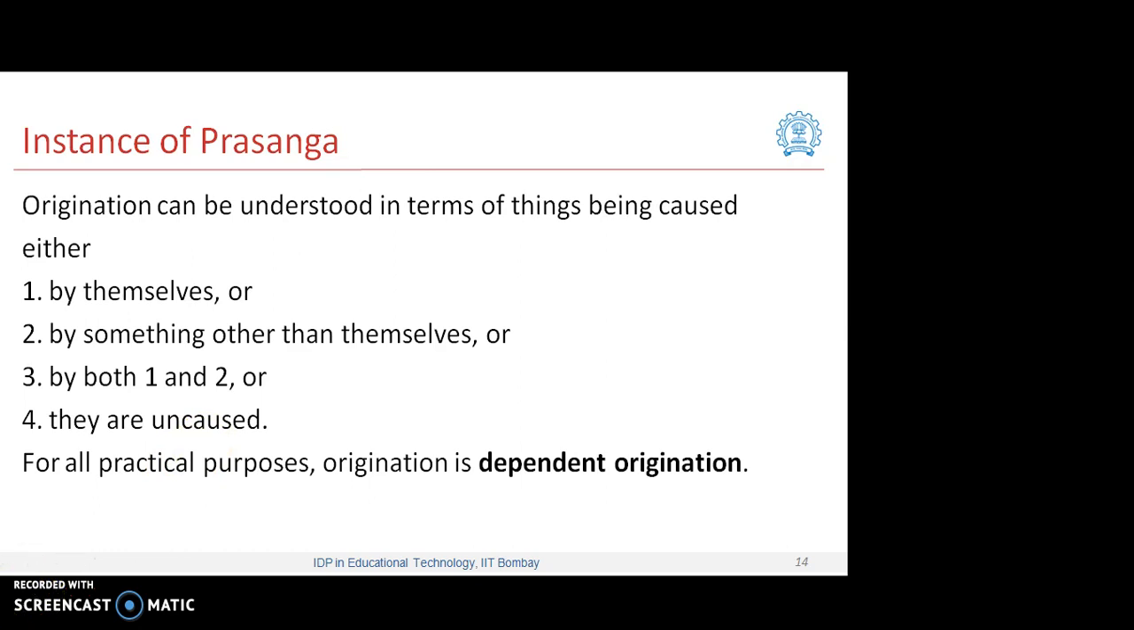But he certainly says that for all practical purposes, causation or origination is dependent origination. So things originate depending on something. That's all about his own commitment regarding the theory of origination.